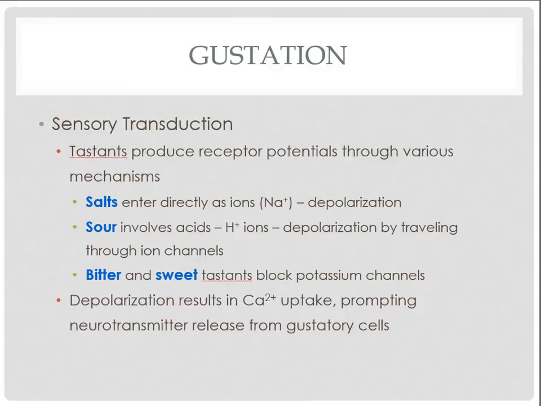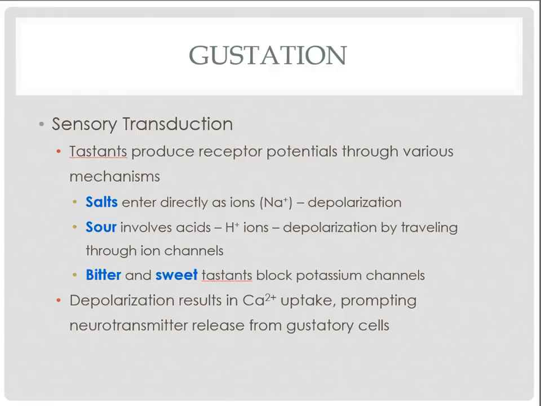Now, with the sensory transduction, you can see that gustation starts with the presence of a tastant, and that tastant has to bind to our gustatory receptor cells in order to trigger the receptor potentials that are going to be generated. All of them involve some sort of ion movement depending on the primary taste. Now, salts enter the gustatory receptor cells by entering directly into the receptor cell, resulting in depolarization. Anything that involves sour involves acids, hydrogen protons, and those travel through the receptors, triggering depolarization. So salts are sodium. Sour is through protons moving into the receptor cells. Bitter and sweet tastings typically block potassium channels, leaving the cell in a more depolarized state. So this whole depolarization is going to result in calcium uptake that will take place in those gustatory cells.